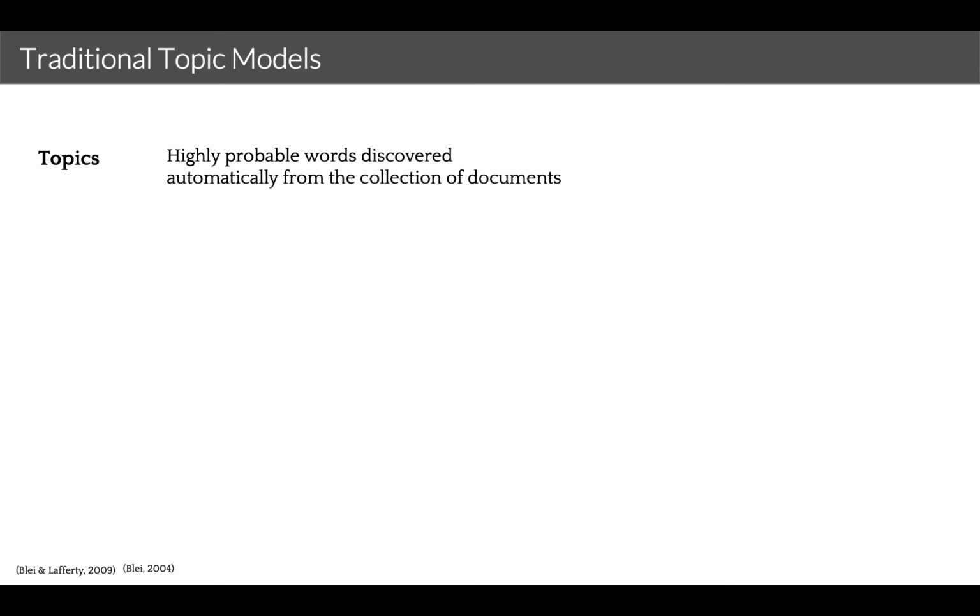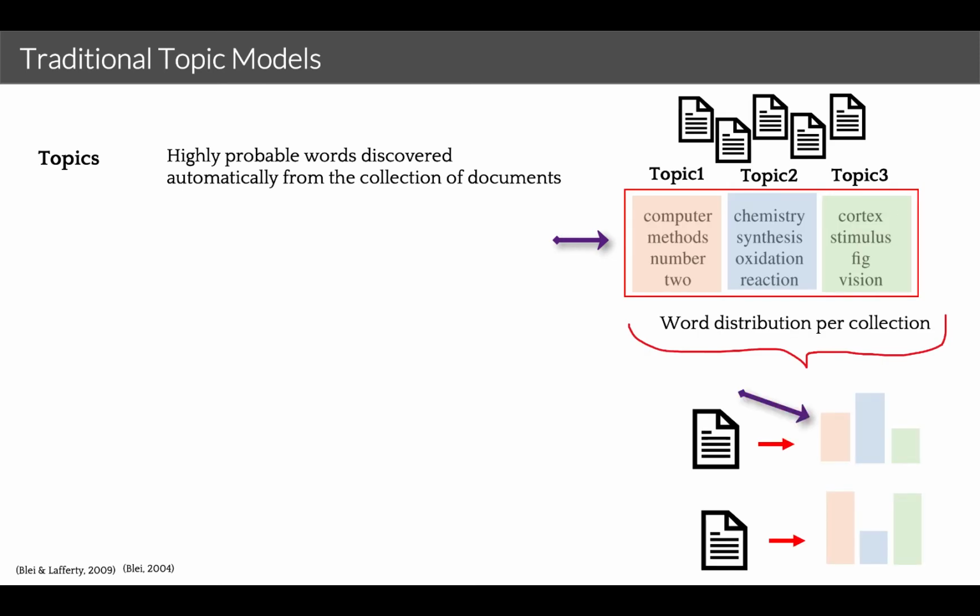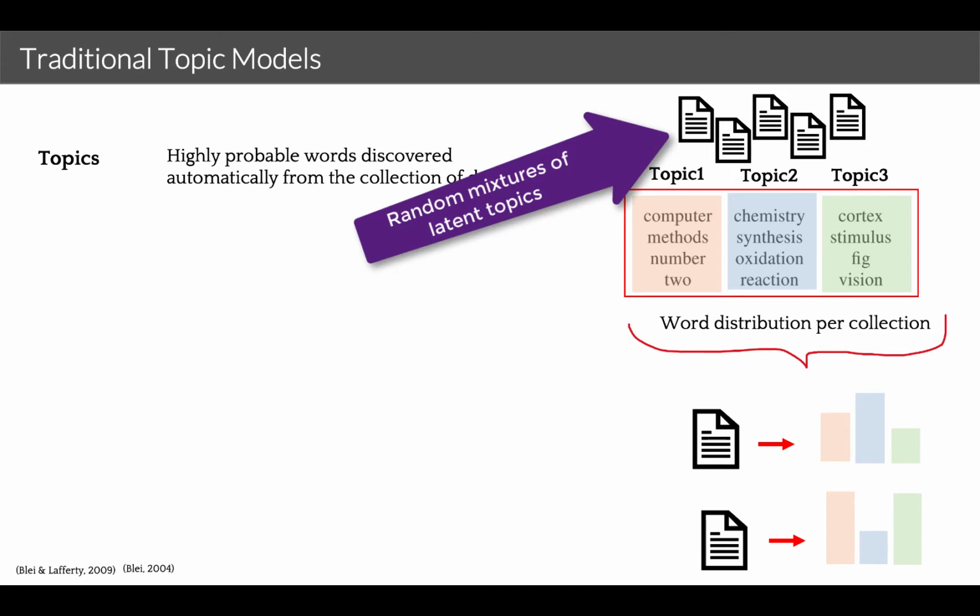Our intuitive assumption is that there are some number of topics, highly probable words that are discovered in a set of documents or collection. Each topic is a distribution of words. Each document is a mixture of topics, shown here in the form of histograms. And each word is drawn from one of those topics. The main intuition is that documents are represented as random mixtures of those latent topics.